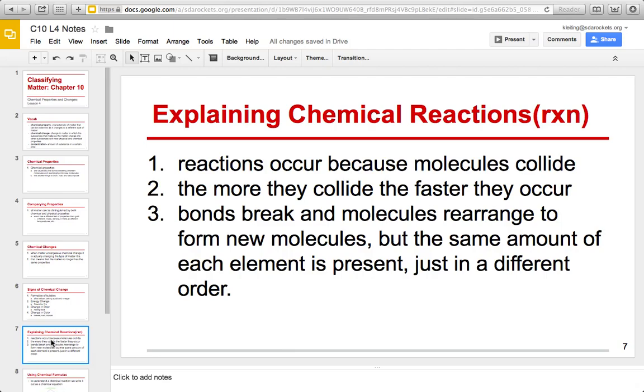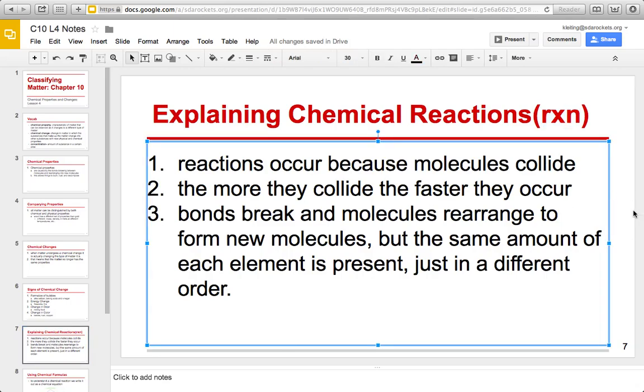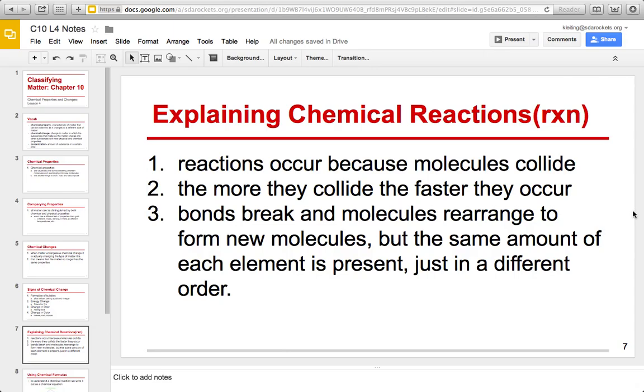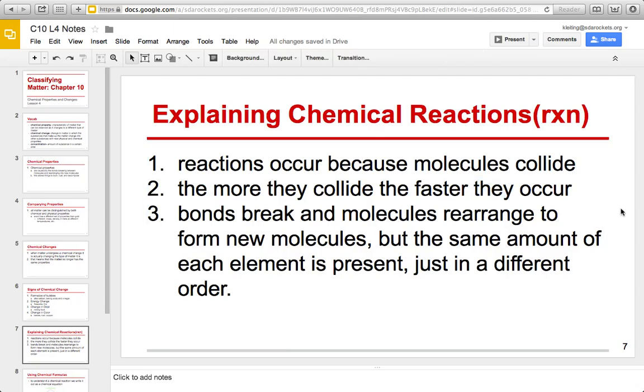So explaining chemical reactions. Note that we're going to abbreviate reactions RXN like we have before. Reactions occur because molecules collide. So they're always constantly bumping into each other. And hopefully after last lesson you kind of started to put that together, that if the things bump into each other and the faster they go, the more they bump into each other. So that's the next point. The more they collide, the faster the chemical reactions occur.